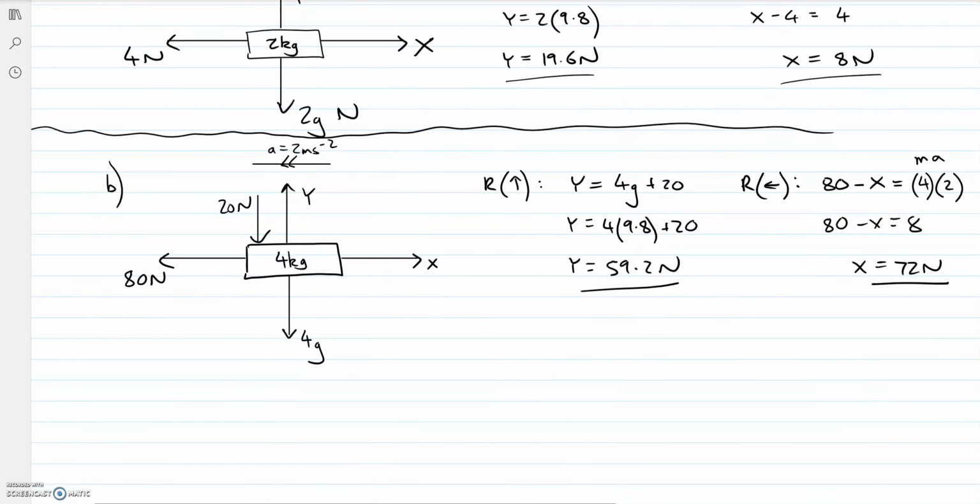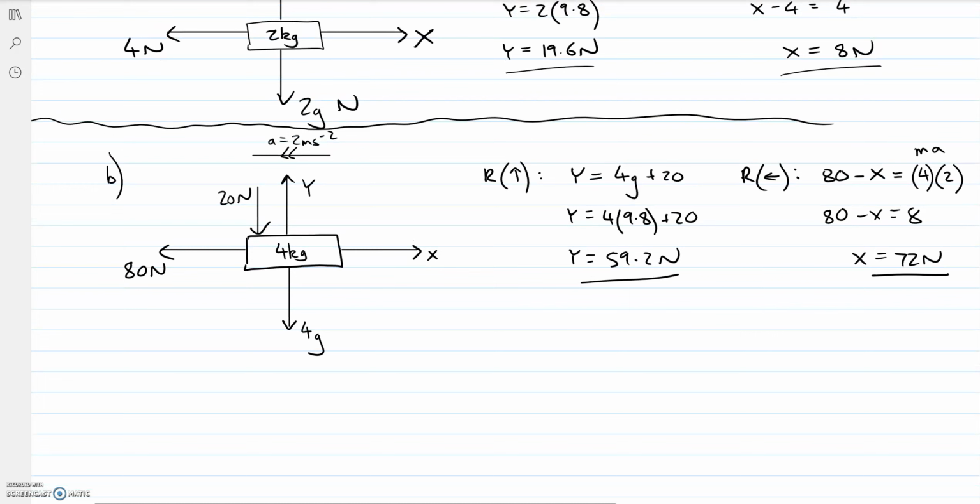So y is 59.2, x is 72. Again, if you think about the sideways movement, if we've got 80 going this way, 72 going that way, our resultant force would be 8 newtons in this direction. So if our resultant force is mass times acceleration, if the object is 4 kilograms, then our acceleration should be 2, and we know it is because we're given that in the question. That's part B.